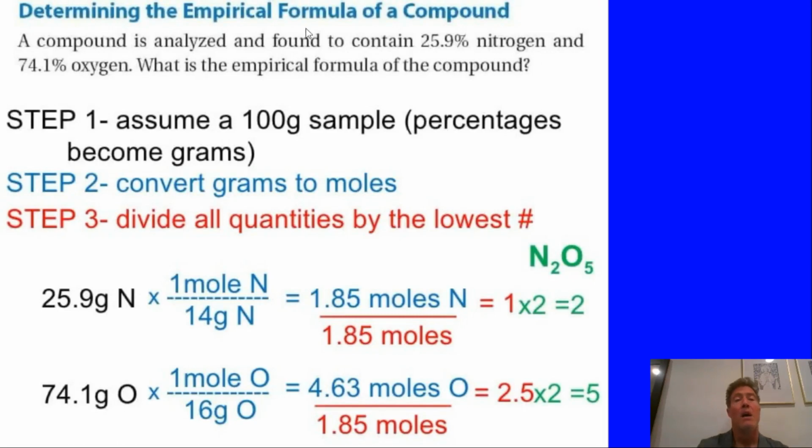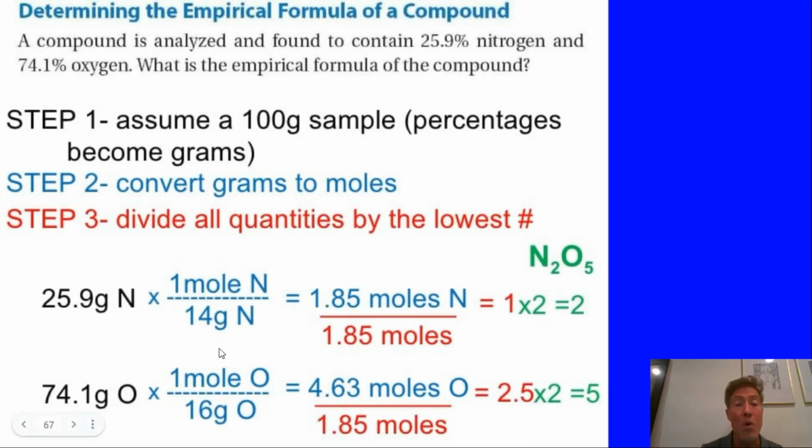Okay, so let's say we analyze a compound and we find that it contains 25.9% nitrogen and 74.1% oxygen. What is the empirical formula for the compound? Okay, step one. We assume we're dealing with a 100-gram sample. Therefore, all of our percentages, 25.9%, automatically become grams. So 25.9% nitrogen becomes 25.9 grams of nitrogen. That's what assuming that we have a 100-gram sample does right off the bat.